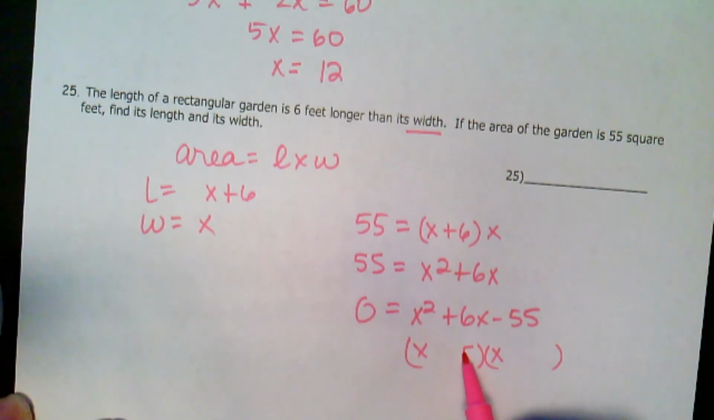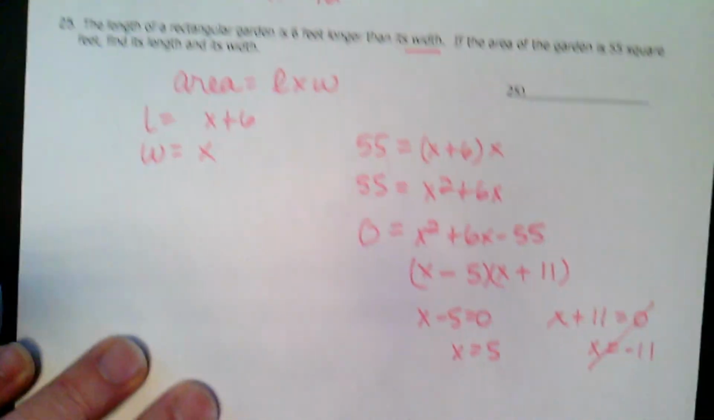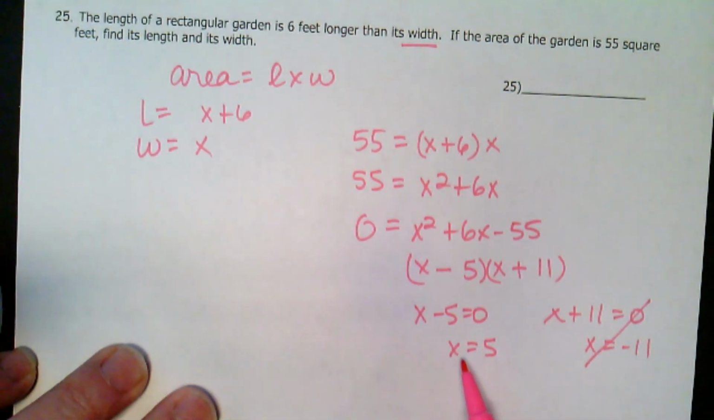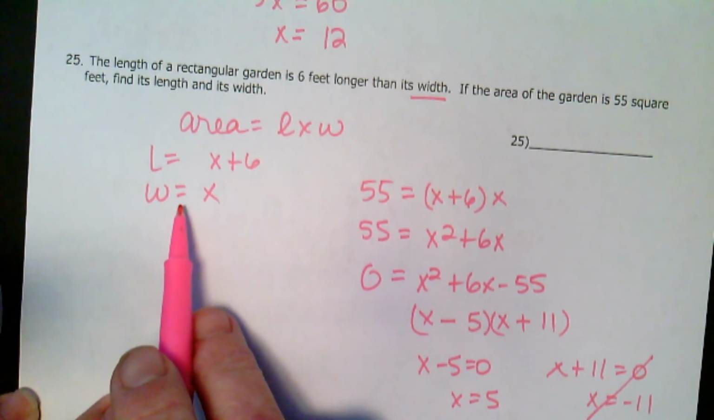So we got 5 and 11, I believe. And this one needs to be positive, this one's a negative. We set both of these to 0. This we get 5, this we get negative 11. Well, there's no such thing as a negative side length. So one of our sides is 5. Since I defined it up here, I know that's my width.